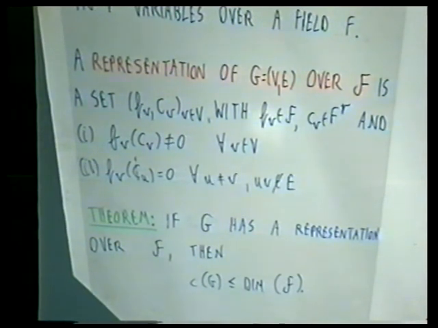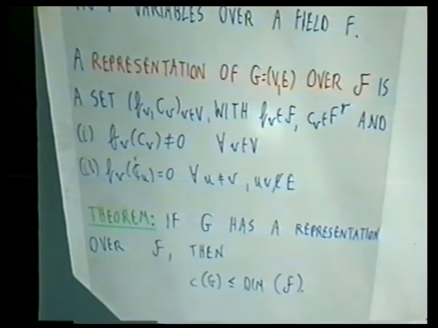f sub v is your polynomial assigned to vertex number v. c sub v again is the R-tuple assigned to vertex v. So for each vertex, we assign a polynomial and an R-tuple of numbers that we can substitute in the polynomial. So you assign two things: a polynomial, and an R-tuple of numbers. And what is R? R is just the number of variables in the polynomials.